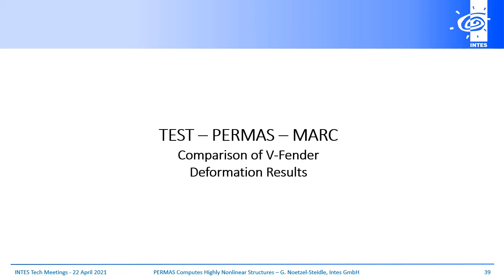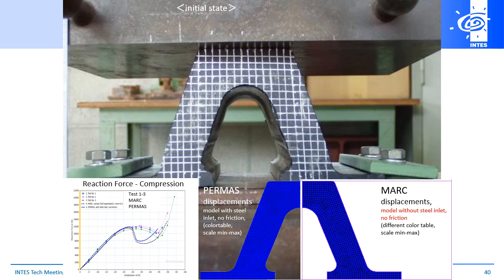In addition to my studies, I want to show you a comparison between tests and simulation results. The comparison is not perfect because test specimen and even simulation models differ in many details, but maybe it makes clear the complexity of the mechanical challenge. On the left, you find the force compression diagram with 3 test curves and a Marc and PERMAS result curve. And you see deformed structures for a test specimen above, the PERMAS results in the middle and Marc results on the right side.